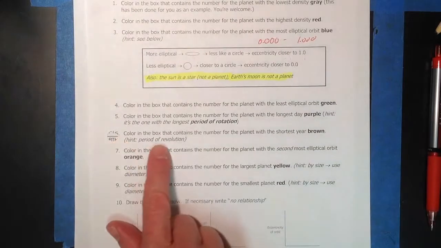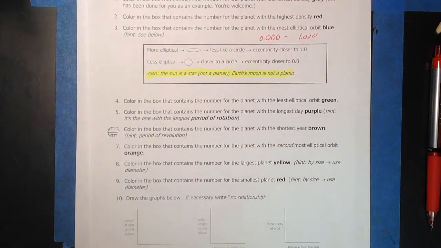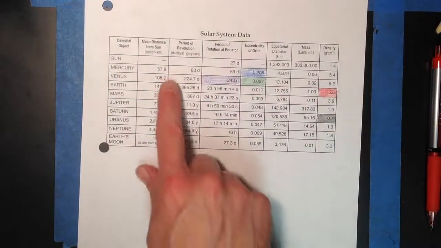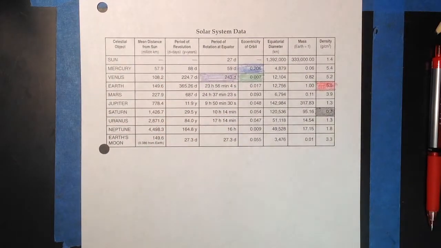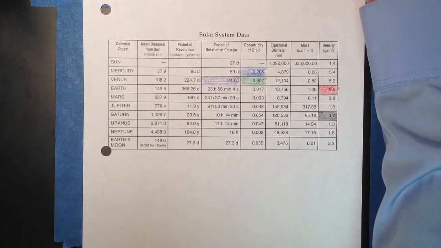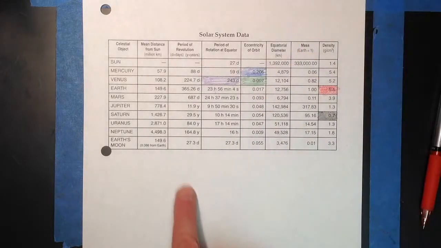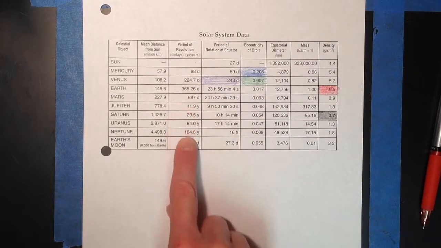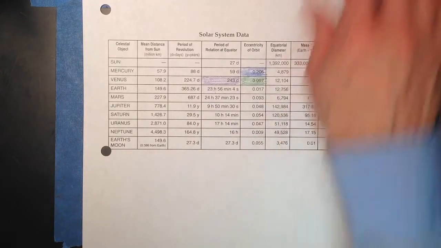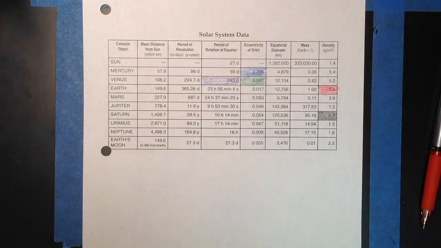And it is color in the box that contains the number for the planet with the shortest year, brown, period of revolution. Period of revolution means how long it takes to revolve once around the sun. So, what am I doing? Longest time, I think. Oh, no, I'm sorry. Shortest year, brown. Okay, so I look here. Now, these are in years and these are in days. So, the shortest time frame is going to be Mercury, and I'm coloring that in brown right here.